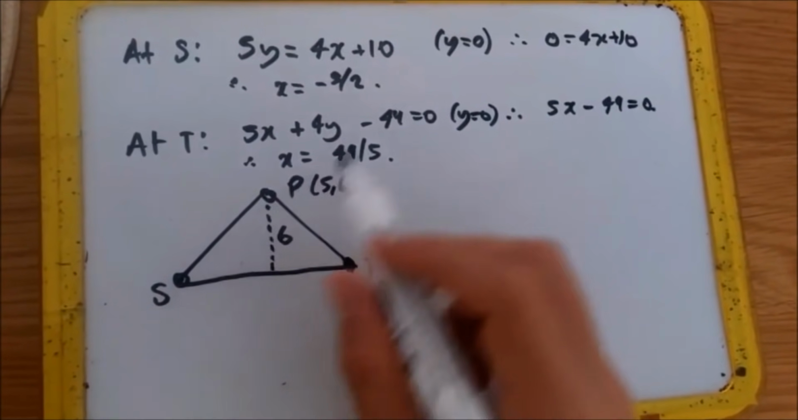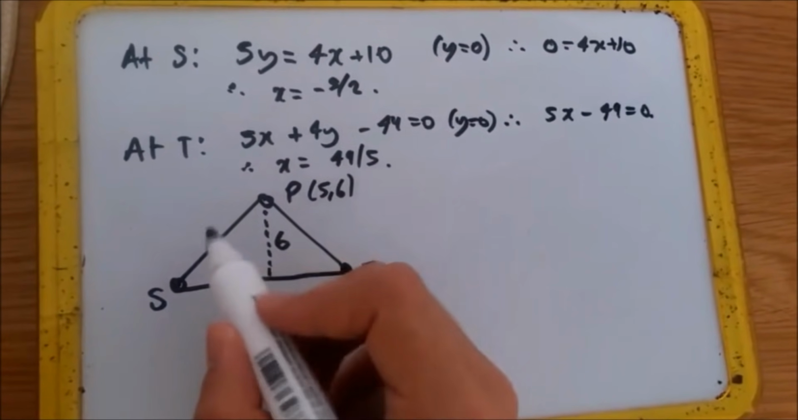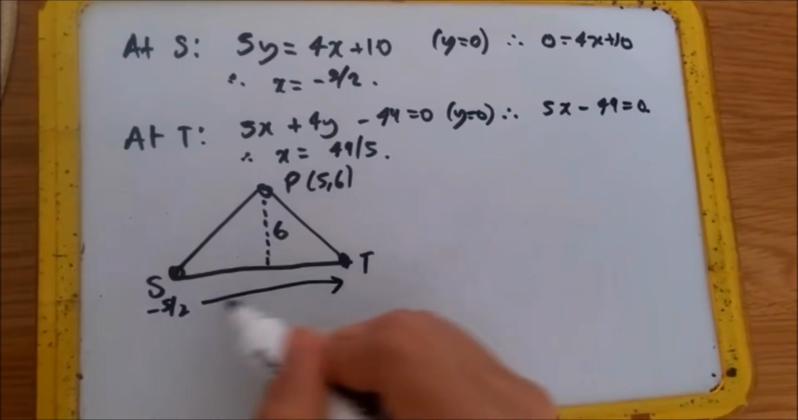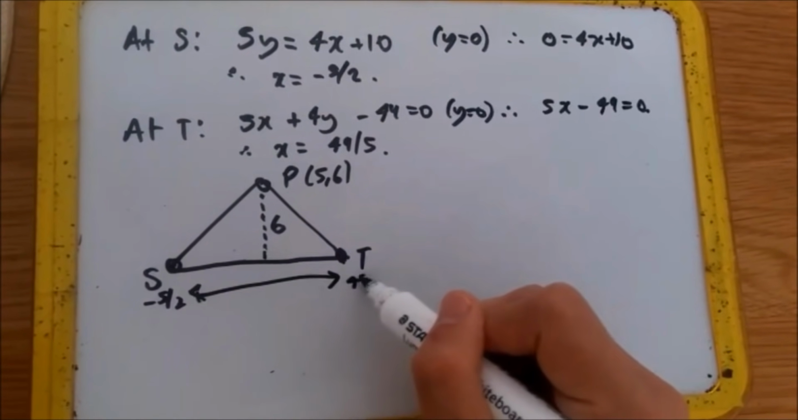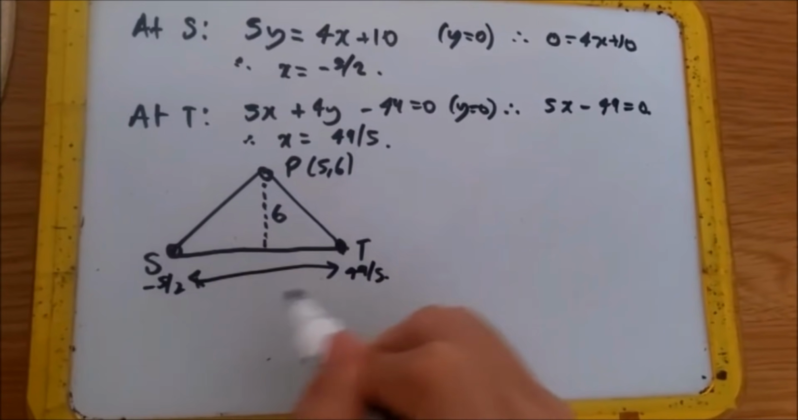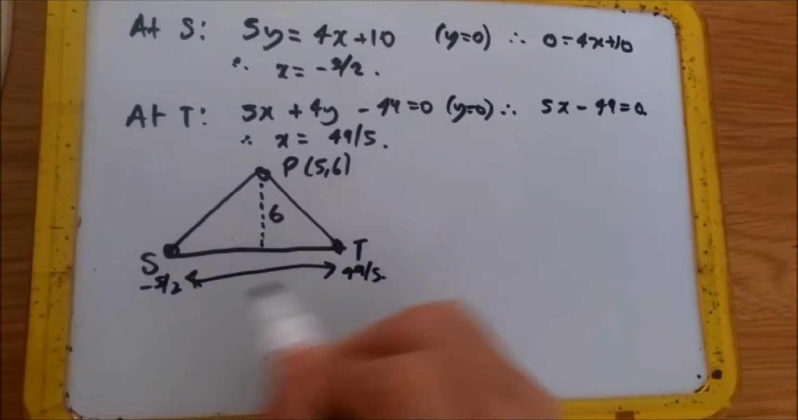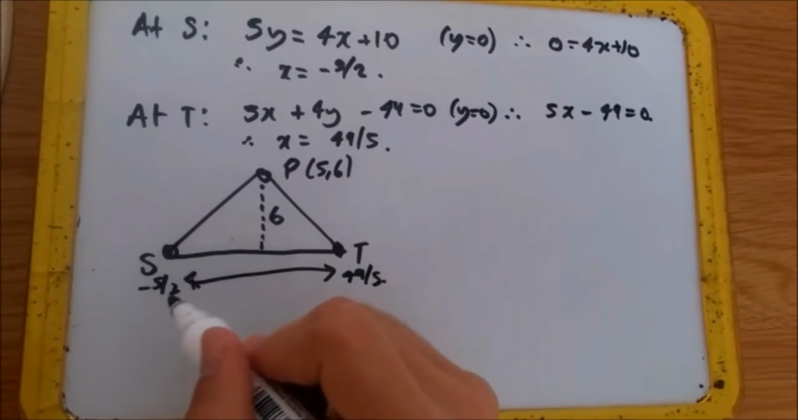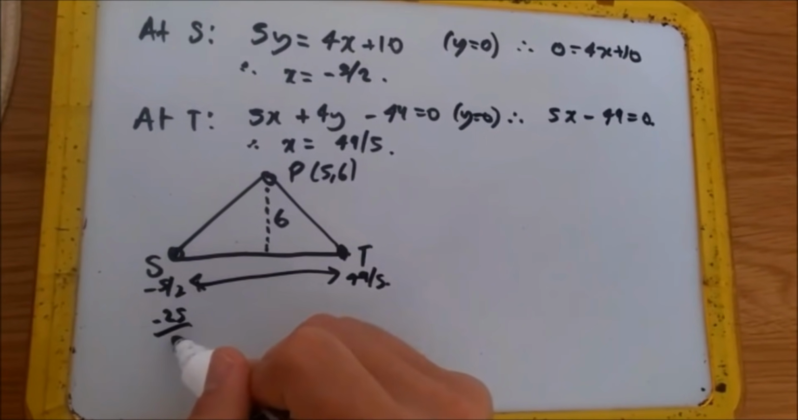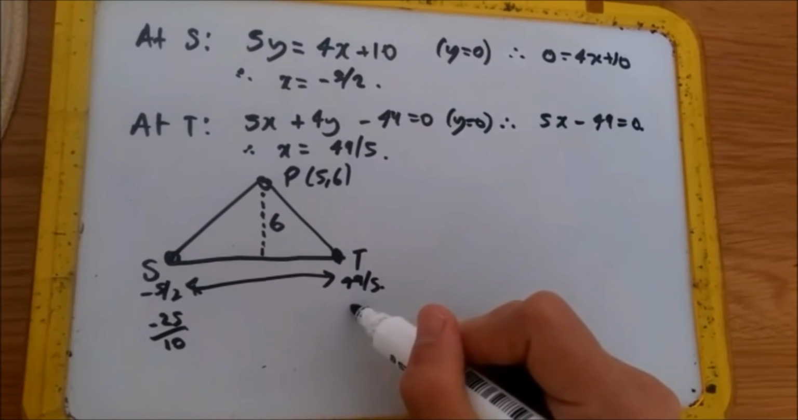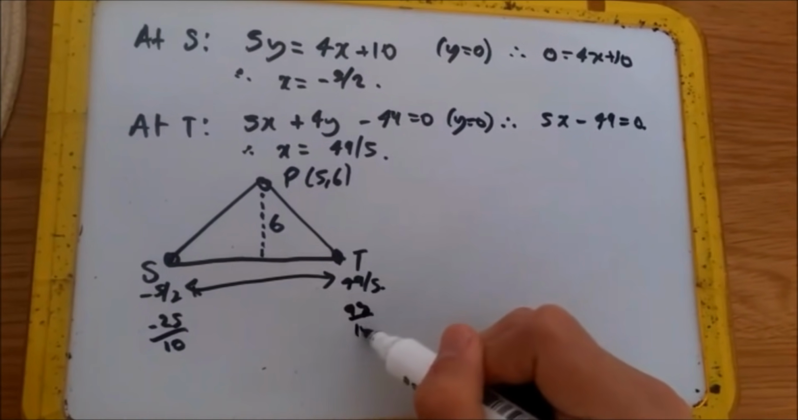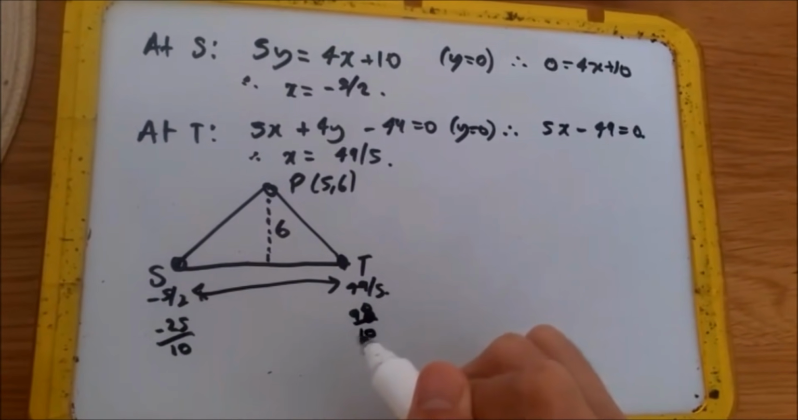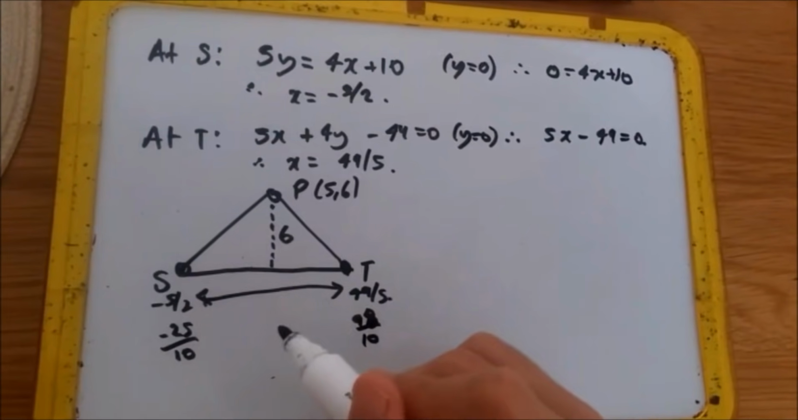Now the base is the difference between minus 5 over 2 and 49 over 5. On the x-axis, we're at minus 5 over 2 and we're finding the difference up to 49 over 5. Notice how we've got 2 and 5 in the denominator, so let's make them both over 10. Multiplying up and down by 5 gives minus 25 over 10, and doubling 49 over 5 gives 98 over 10. Now to find the difference, it would be 98 over 10 minus minus 25 over 10, which is the same as 98 plus 25.